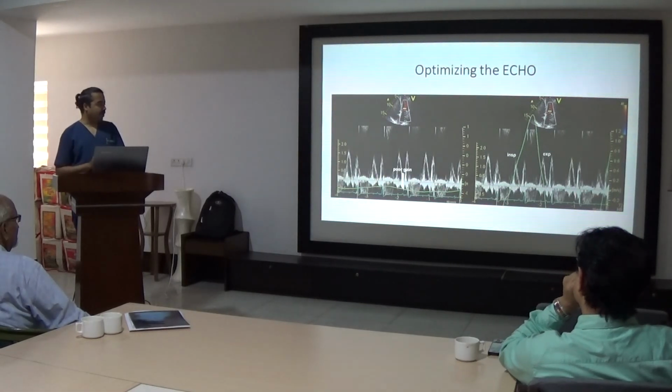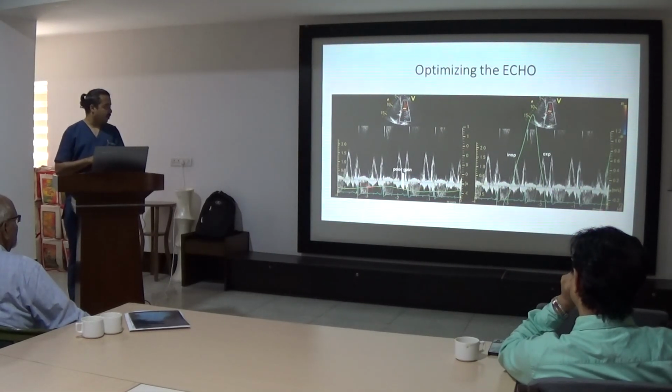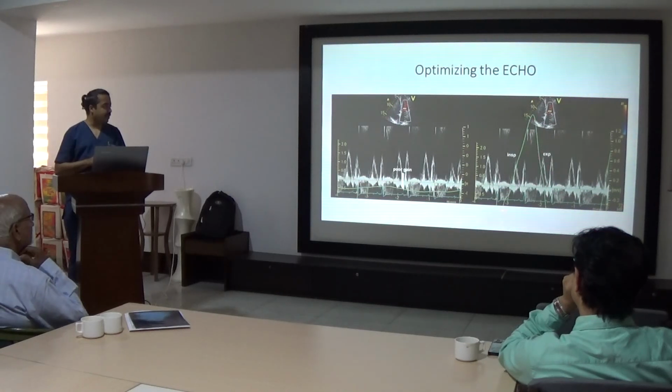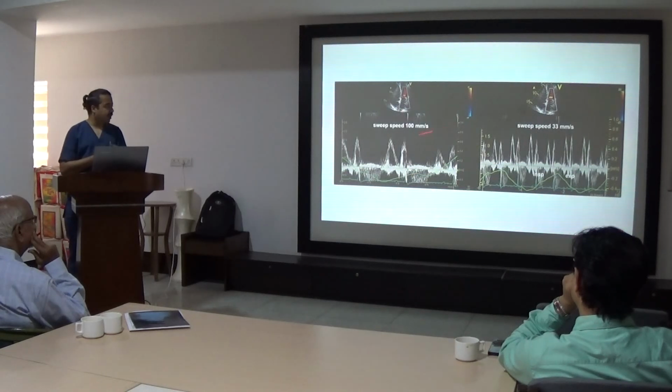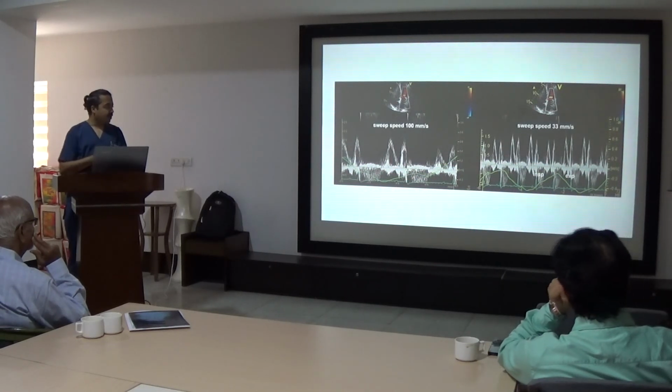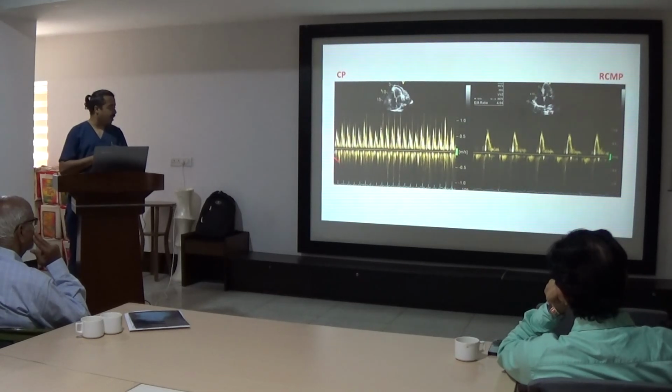Before going to this kind of echo, we have to first optimize the echo. We have to have a respiratory graph and an ECG gate in our echo. These two have to be there. And this respiratory graph has to have a gain, so respiratory gain has to be increased so that we can differentiate what is inspiration and what is expiration. And we have to increase the sweep speed. If we have complexes so far apart and only 3 complexes on our screen, we cannot compare what is inspiratory and what is expiratory. So we have to have multiple complexes on our screen. This is how it should be.